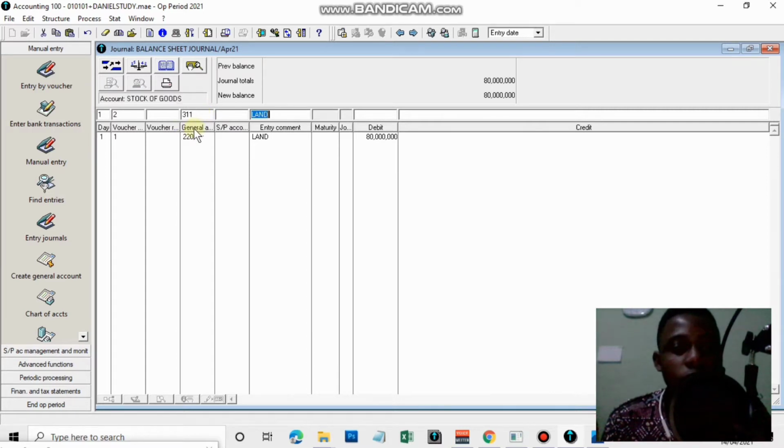I'm just using the tab key. Just press the tab key and you're going to move to the next one. That asks you now to automatically change the entry comment, that means the name of the account. And here it's doing that automatically.